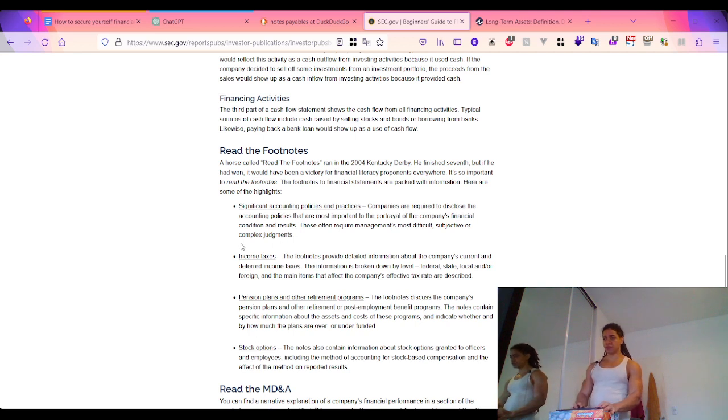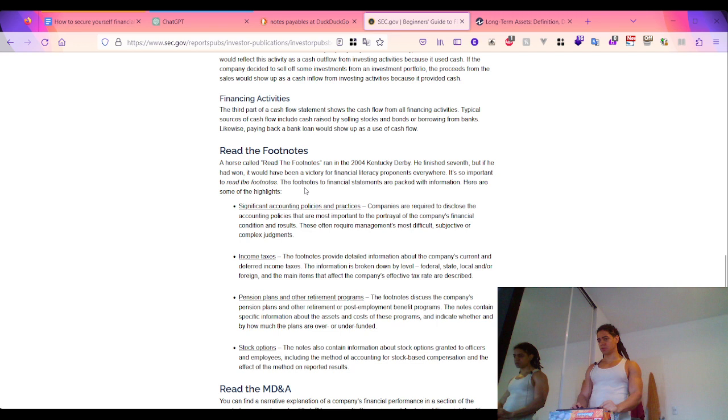Okay, then read the footnotes. A horse called Read the Footnotes ran in the 2004 Kentucky Derby. He finished 17th, but if he had won, it would have been a victory for financial literacy proponents everywhere. It is so important to read the footnotes, because the footnotes to financial statements are packed with information. Here are some of the highlights.